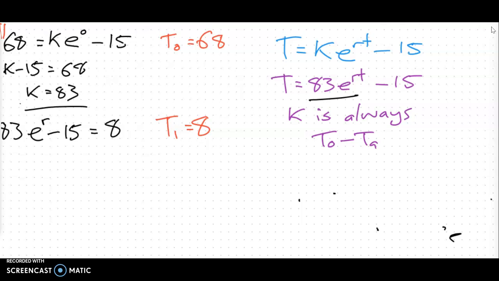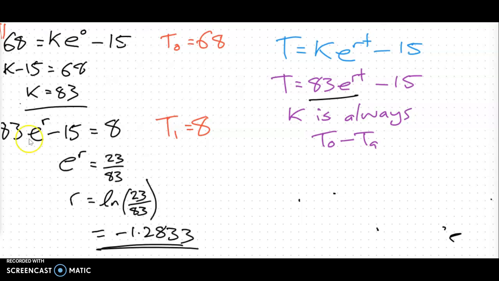So now we've basically got some simple algebra, and I'll just quickly do it. I'll pause for a second. Okay, and we've got this here, and now we're just going to solve for r, and it's pretty much the same as what we've been doing in the other questions, except first I'm going to go 8 plus 15, which gives me 23. Then I'm going to divide by 83. Now to get rid of the e, I'm going to take the log of both sides, and I don't need to divide by anything else because r was just multiplied by 1, so we've already got r by itself. So r is just ln of all of that, and I calculate it, and it gives me negative 1.2833.